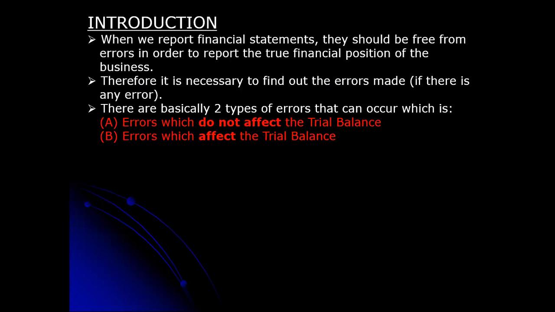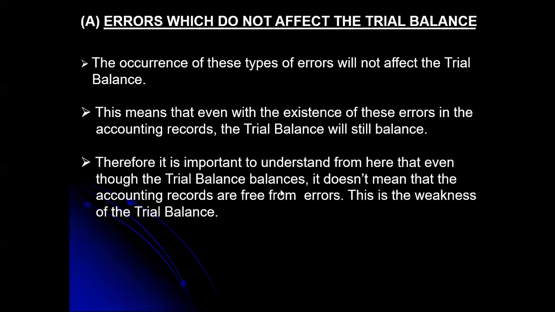Then the next category of error is where these kind of errors would cause the trial balance not to balance. Now we will look at category A for the moment. Under category A, we've got to know 7 kinds of errors. As a student, you need to identify the type of error. You need to be able to recognize them, remember the name, and how to correct them. So let's get on with it.